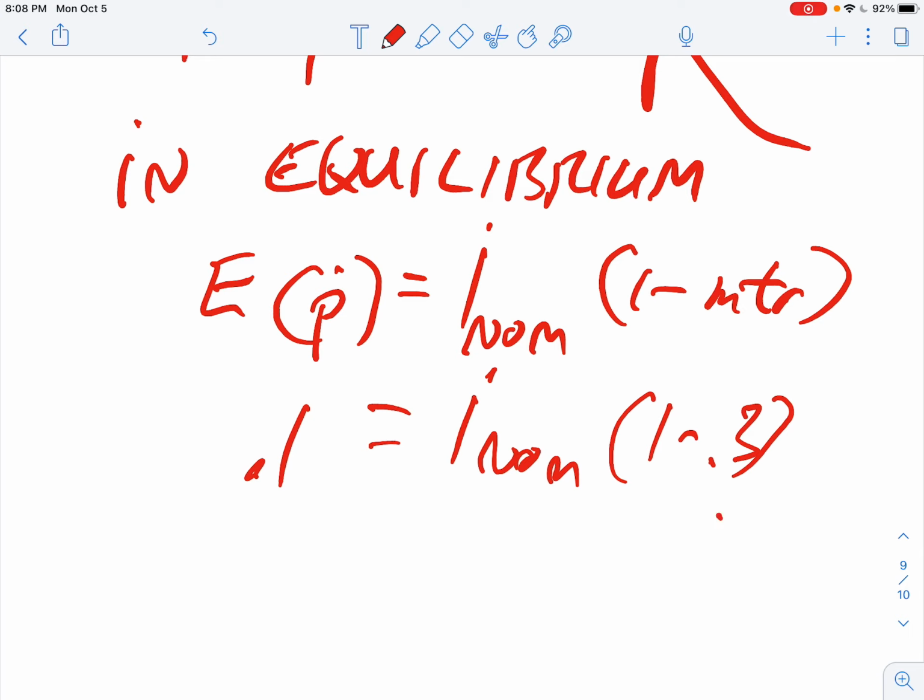So all we do is divide both sides by 0.7, and we have 0.1 divided by 0.7 is equal to I nom. So something 13-ish%, I guess, would be what you'd have to earn in order to have a 10% increase in your purchasing power. Okay, so that's very important to understand that.